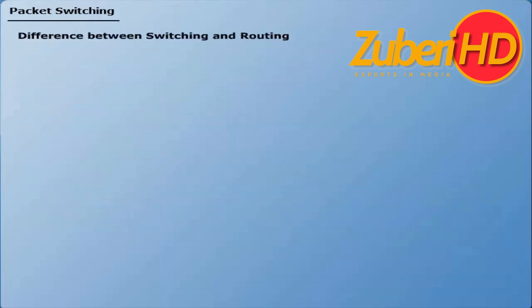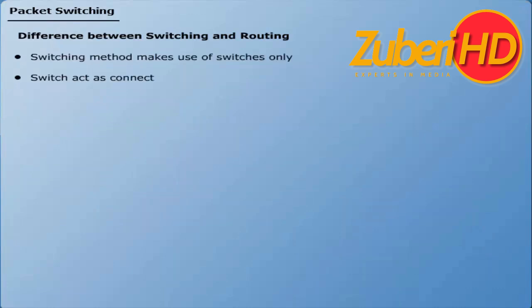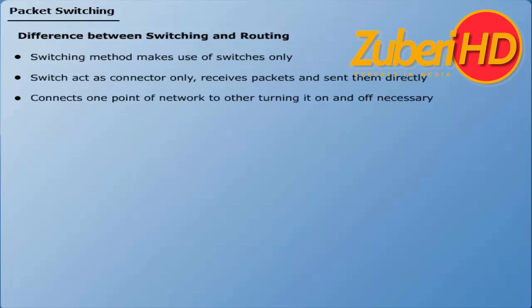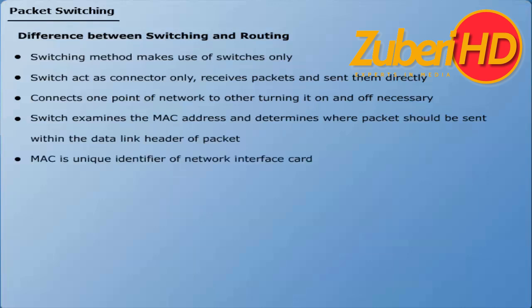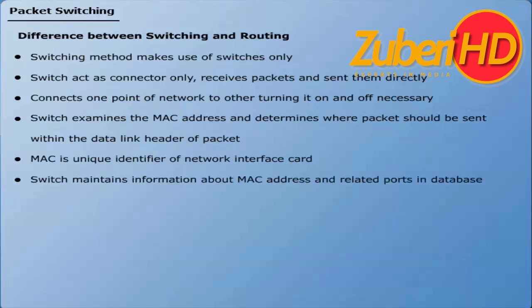Difference between switching and routing. The switching method makes use of switches only. A switch acts as a connector only. It receives packets and sends them directly. It connects one point of a network to another, turning it on and off as necessary. A switch examines the MAC address and determines where a packet should be sent within the data link header of the packet, where the MAC address is unique identifier of network interface card. A switch maintains information about MAC address and related ports in database and uses it to find the next location.